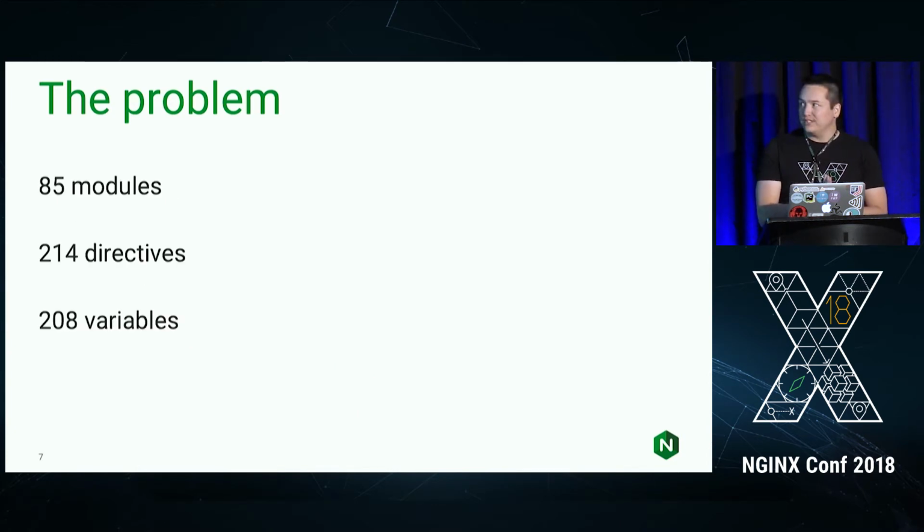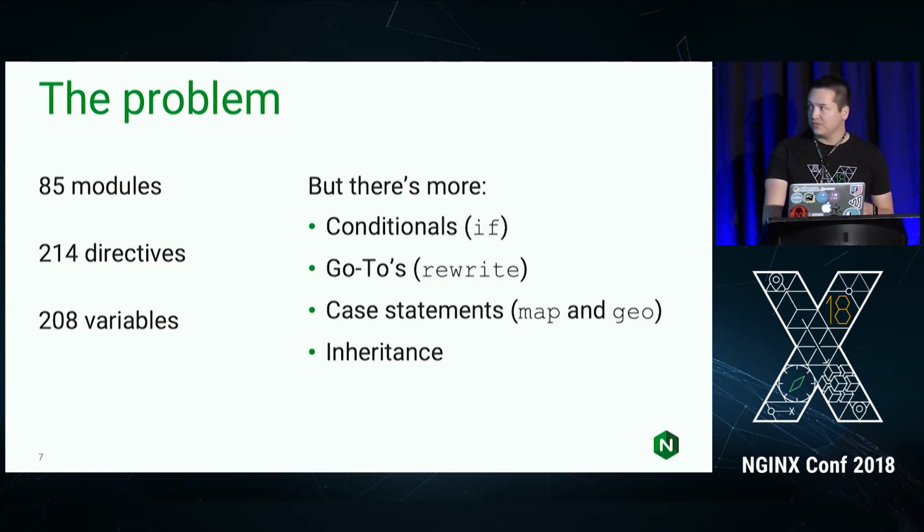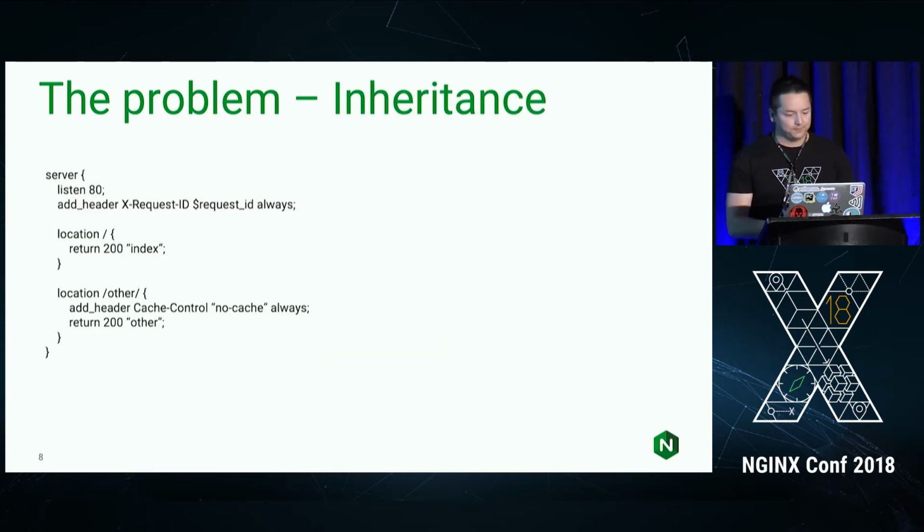So if you go to NGINX.org today, you will find documentation on 85 different modules, 214 directives, and 208 different variables in the configuration file. But there's even more. You can have conditional statements with if. You can have goto statements with rewrite, case statements using map and geo, and you can have inheritance. And I have inheritance highlighted here because let's talk about that for a minute.